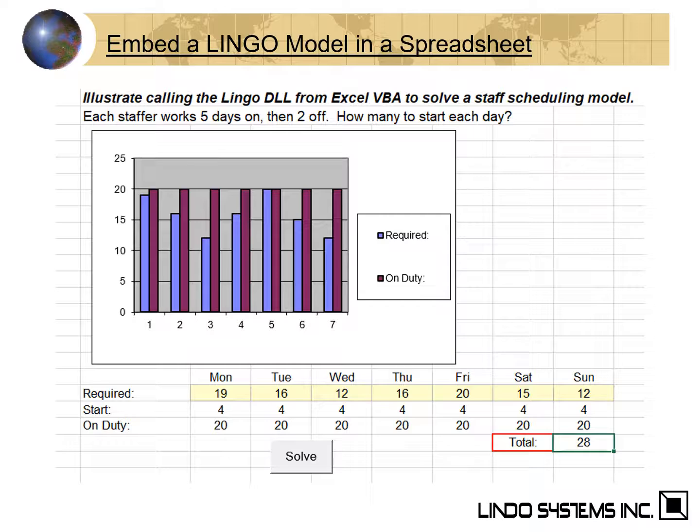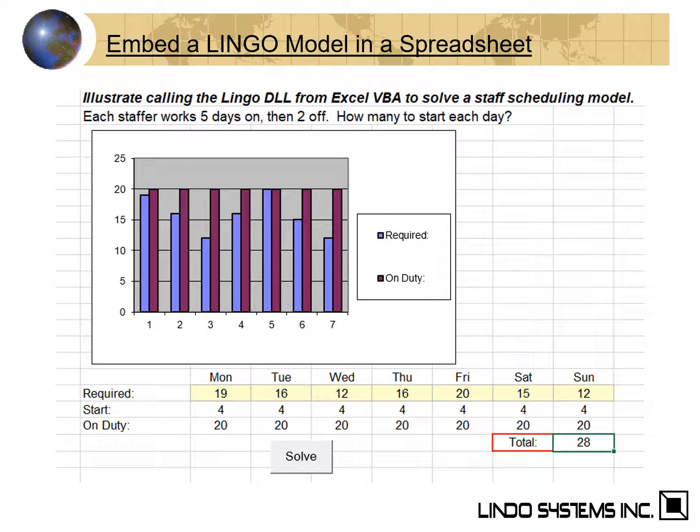So here we have to satisfy some staffing needs for 7 days of the week in a cyclic fashion, like the week wraps around. Each person that we hire on a given day works for 5 consecutive days and then is off for 2 days. What we've done here is take a simple approach and have a constant number starting each day of the week. So in the required row, we need 19 people on Monday, and then things drop off a little bit, pick up a little bit on Thursday, and even more on Friday, and then drop off to 12 on Sunday.